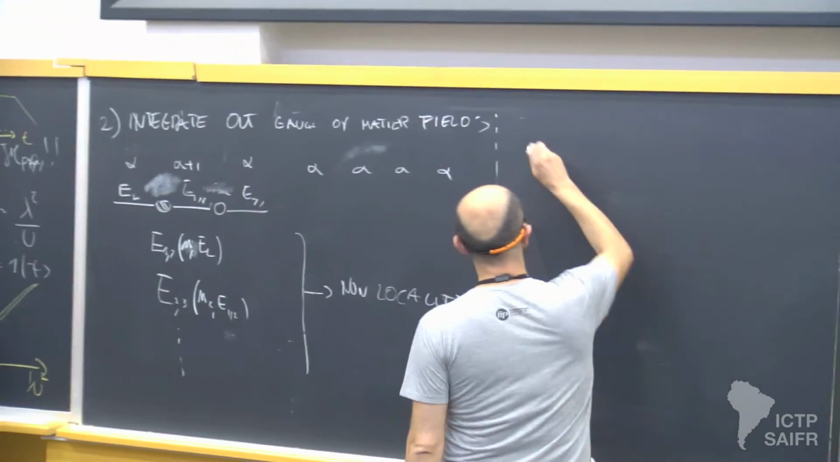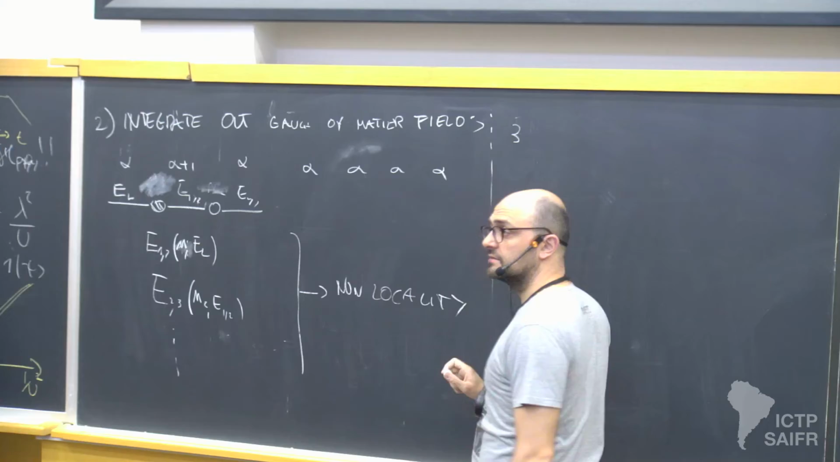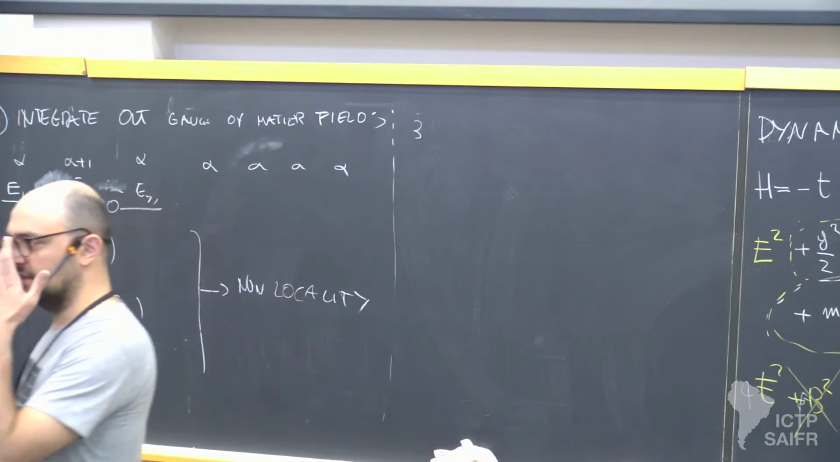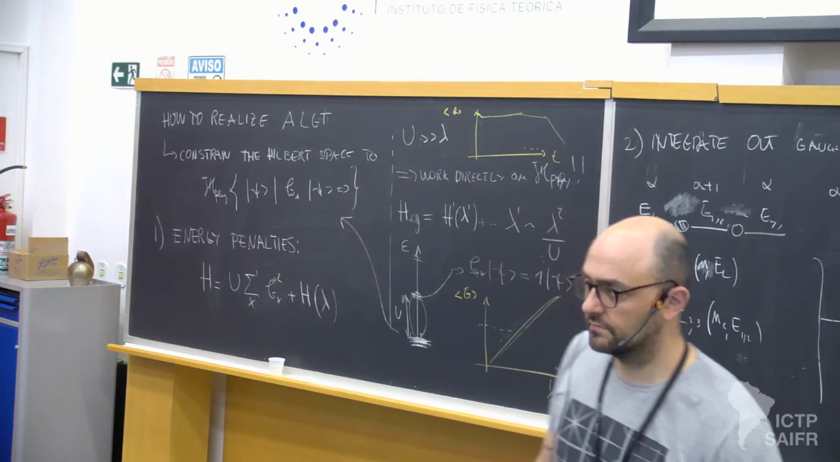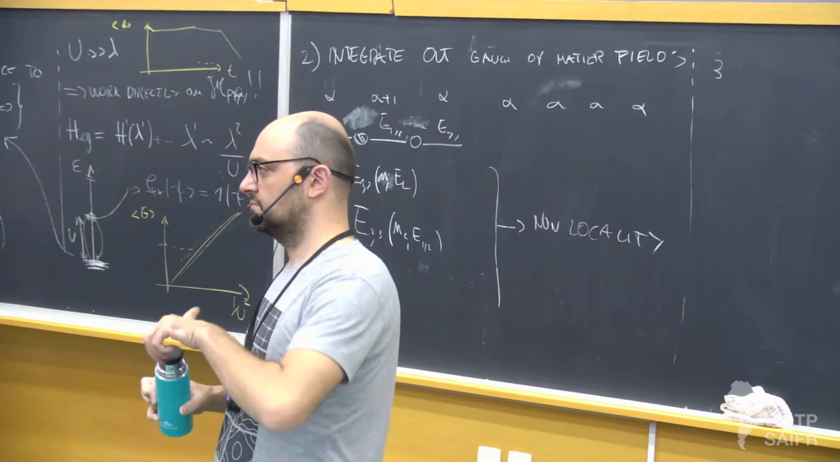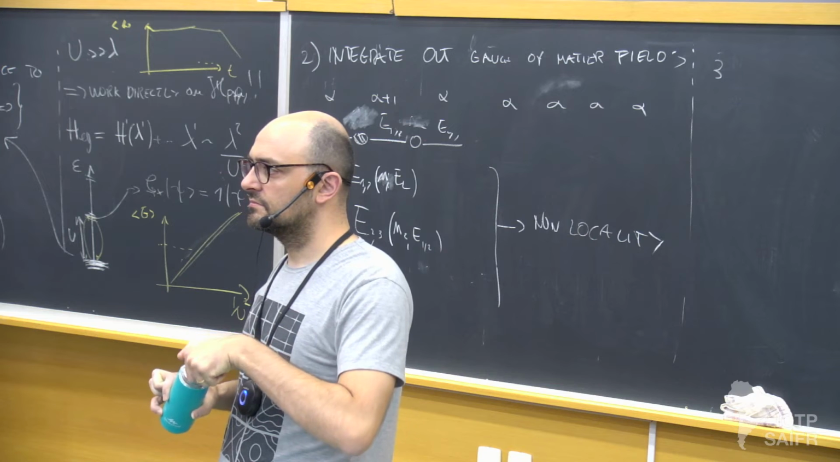Then there is a third strategy. Yes? The fact that you can integrate out one of the two, does it tell something deep about the gauge theory?